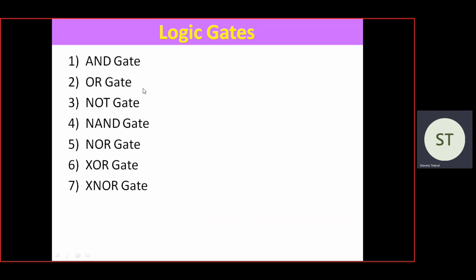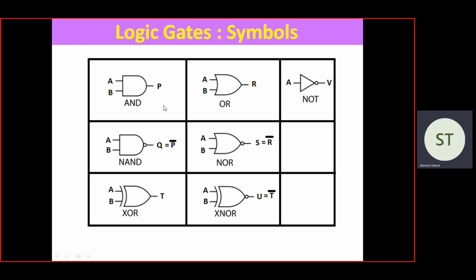We know that in total we have 7 logic gates: AND gate, OR gate, NOT gate, NAND gate, NOR gate, XOR gate and XNOR gate. This is the summary of logic gate symbols: symbol of AND gate, OR gate, NOT gate, NAND gate, NOR gate, XOR gate and XNOR gate.